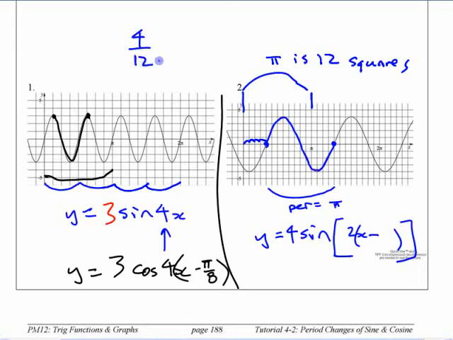4 squares out of 12 squares, pi. That's what it is, right? 4 out of 12 squares. Or in other words, you could write 4 pi over 12, or you could reduce that and make it pi over 3. That's one possible phase shift there.